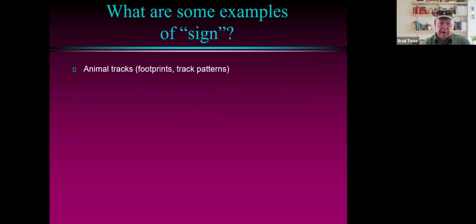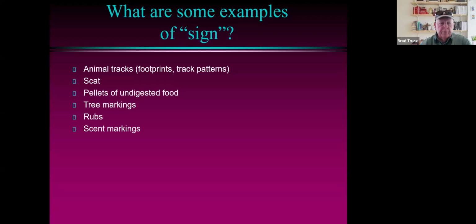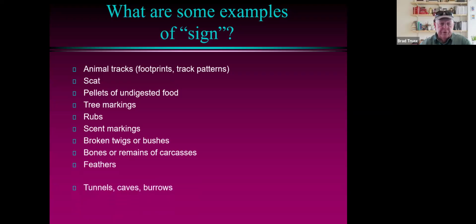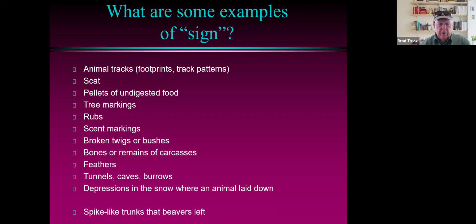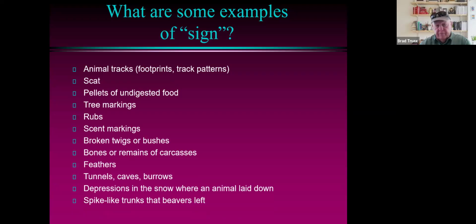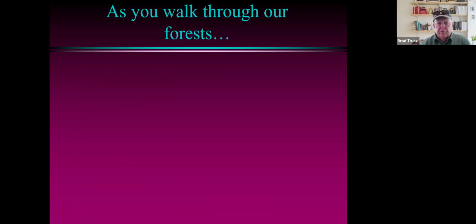Well, obviously animal tracks like footprints and track patterns, scat that the animals leave, pellets of undigested food that might be left by, for instance, an owl, tree markings that may be left by deer or bear rubbing up against a tree, or tree markings, tree denudation that may occur from porcupines, rubs, scent markings, broken twigs or bushes that may indicate a deer had been there, bones or remains of carcasses, feathers, tunnels, caves, or burrows, and depressions in the snow where an animal may have laid down, or spike-like trunks that the beavers left, which we just showed you, and of course, sounds in the forest.